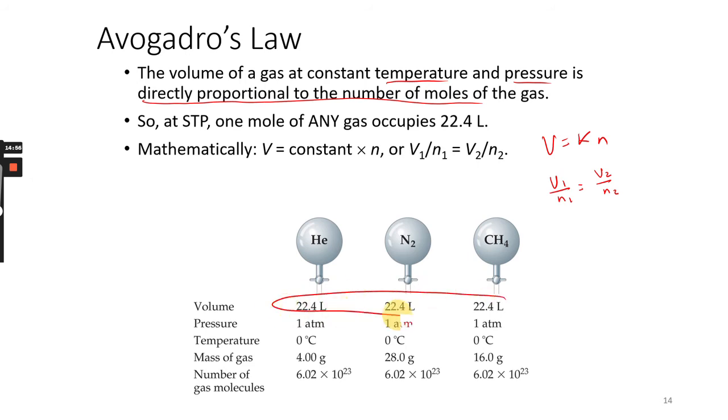And notice this number here keeps getting repeated. This is called your molar volume. So at STP, 1 mole of any gas is equal to 22.4 liters. Remember, STP is 0 degrees Celsius, or 273 Kelvin, and 1 atmosphere.